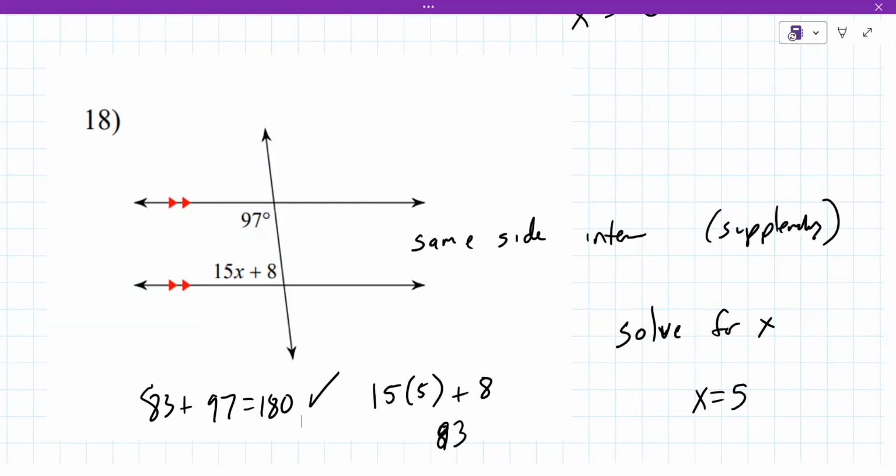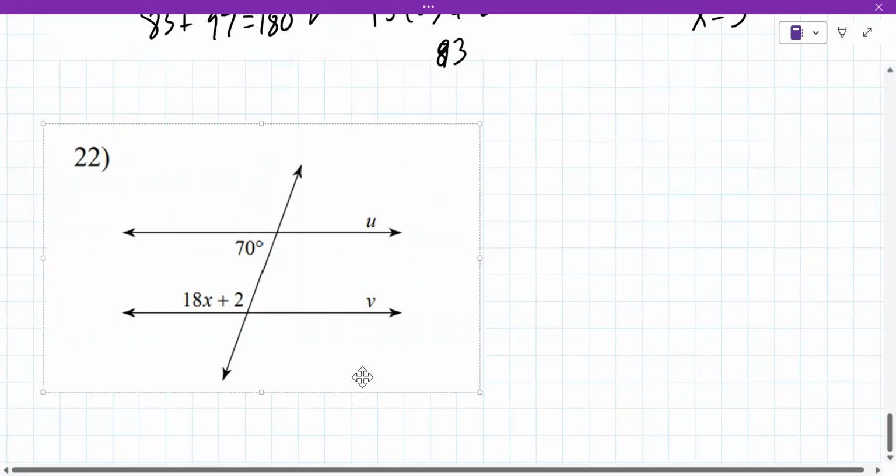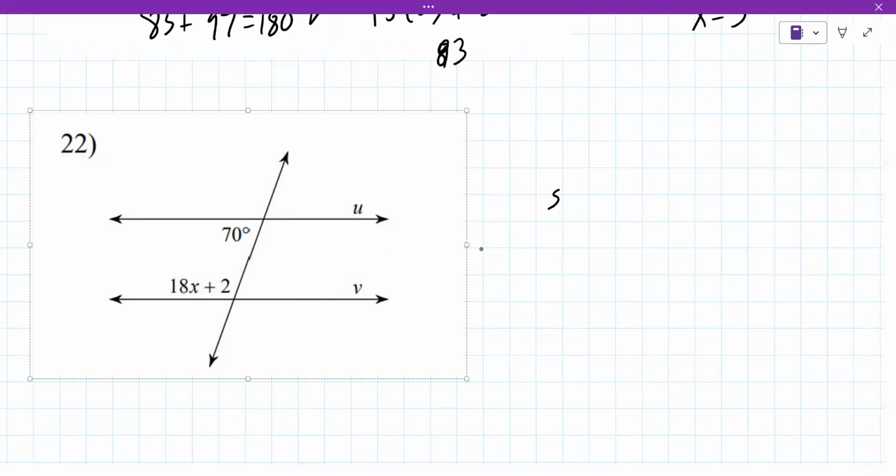Okay. Let's do one more. Then we'll maybe switch to another topic here. Okay. So I want you to solve for X.